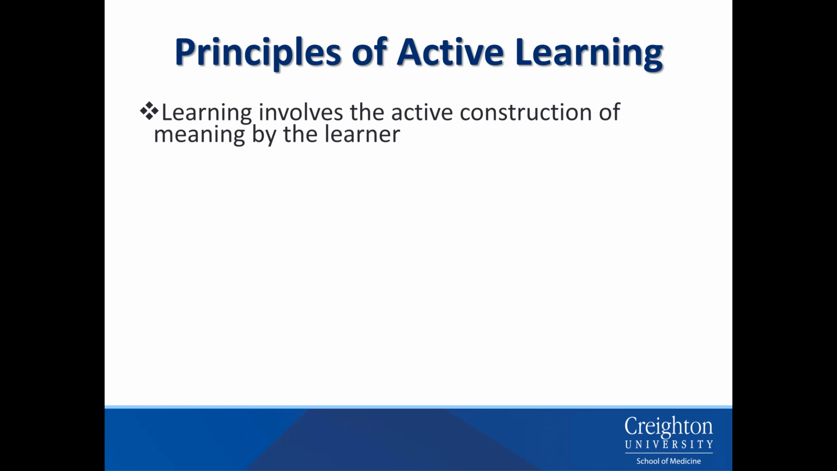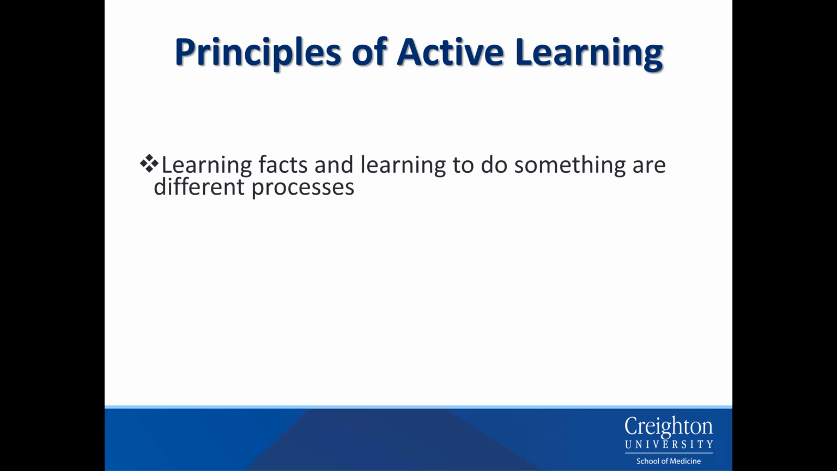So, principles of active learning. Learning involves active construction of meaning by the learner. So the student has to take the information that they are learning and put it into a schema that they've developed over years of education. They have to fit it into something that they understand. And by doing so, they create connections that will enable them to retrieve that information and put it into different contexts continually. Learning facts and learning to do something with those facts are different processes. They use different areas of the brain.